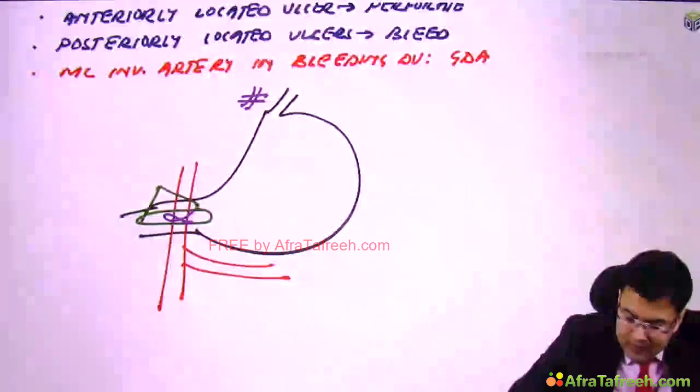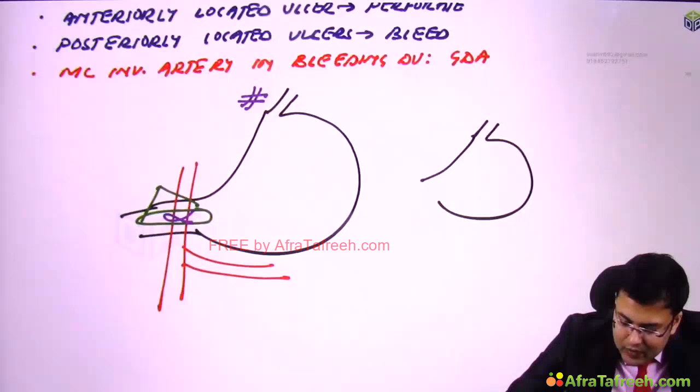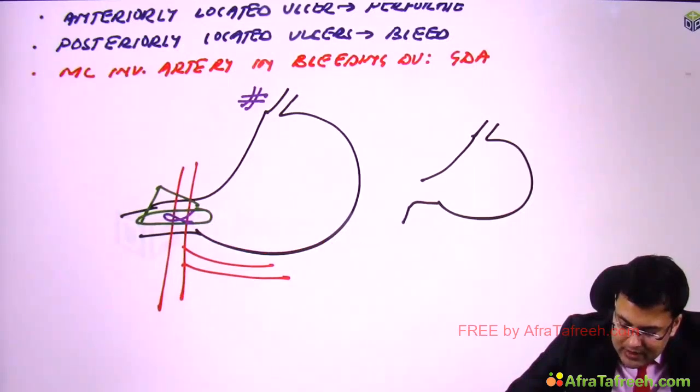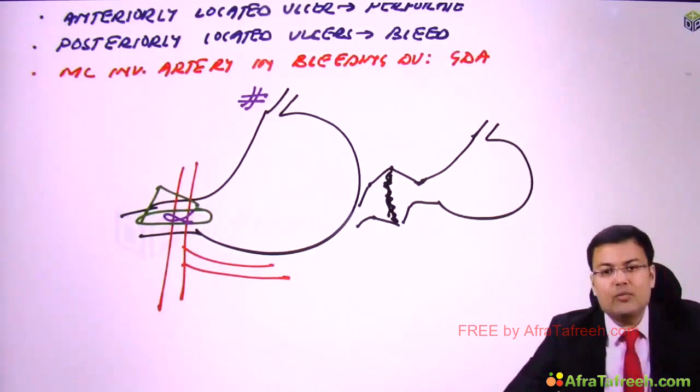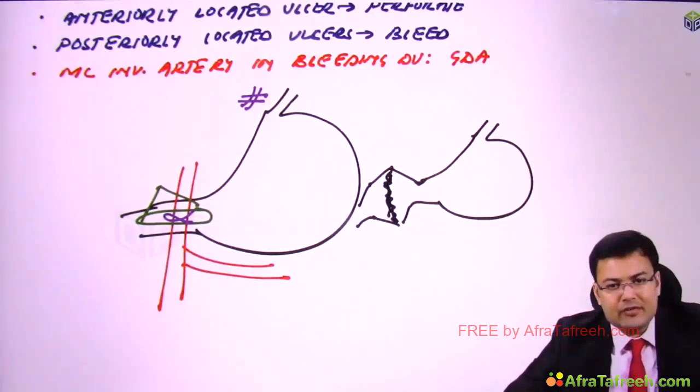So the final diagram would be something like this. When I perform the pyloroplasty, it's something like this. We perform a longitudinal incision, but we close it transversely. So this is pyloroplasty. It prevents stricture formation.